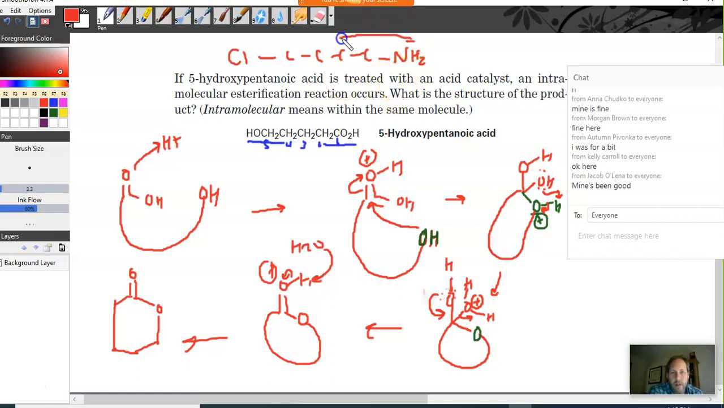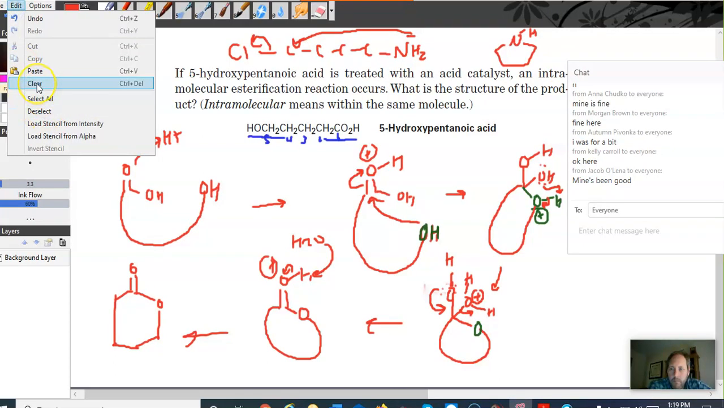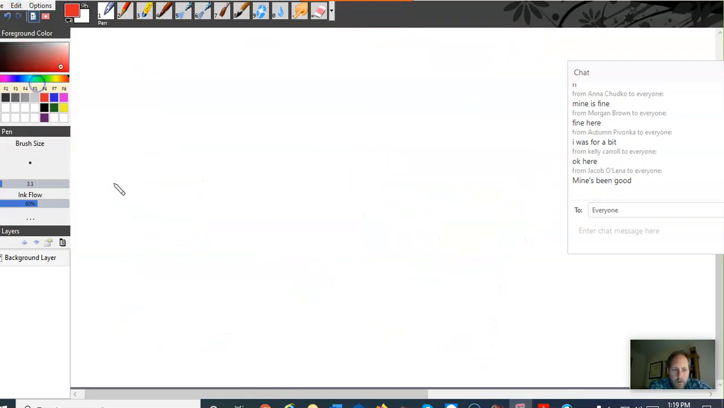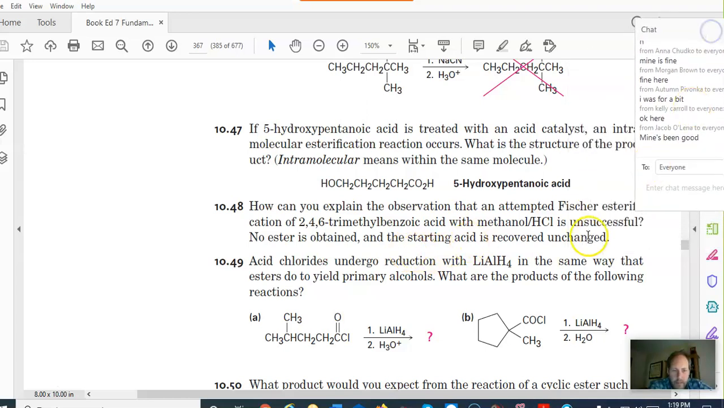So this just kind of closes up onto itself, SN2. So the final product should have been this. I don't know if you guys remember that problem. It was a homework problem also. But I like these intramolecular things. All right, any questions on that one? Okay. All right. So, I like that one.